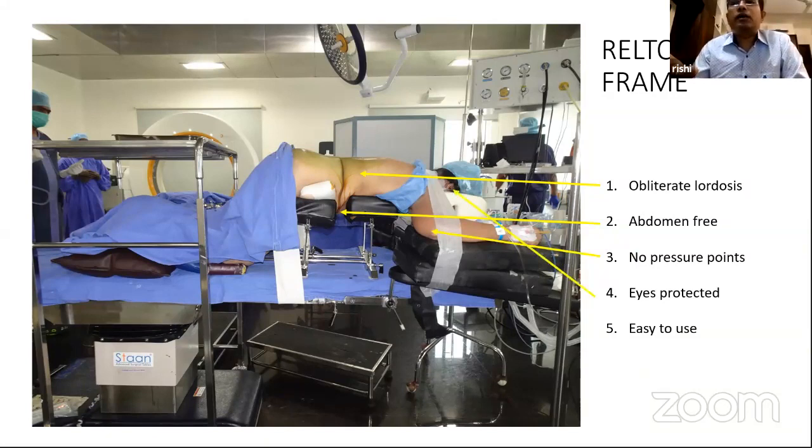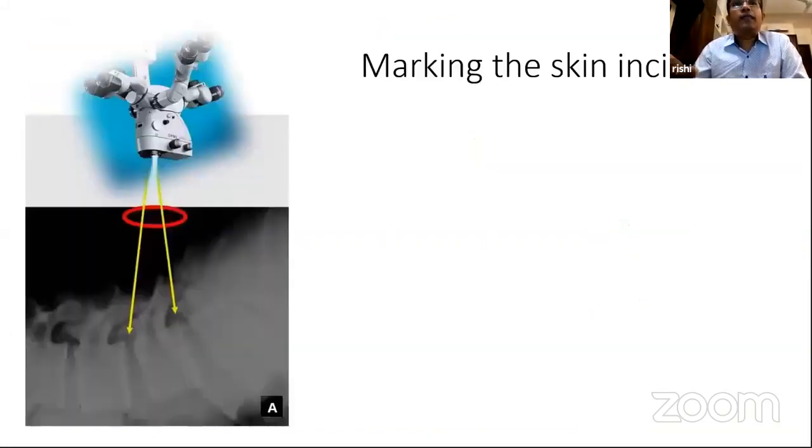Protect the eyes. Pressure on the eyes resulting in blindness is one of the rare but catastrophic complications. Once the patient is positioned, give a good scrub, and we have to mark the skin incision before we proceed with the surgical exposure. This skin incision marking is very important because we are going to use only a narrow 2.5 to 3 centimeter incision. For a microscopic discectomy, we are going to use the microscope through a narrow window. So it's easily possible to skip through the skin incision to an adjacent level.